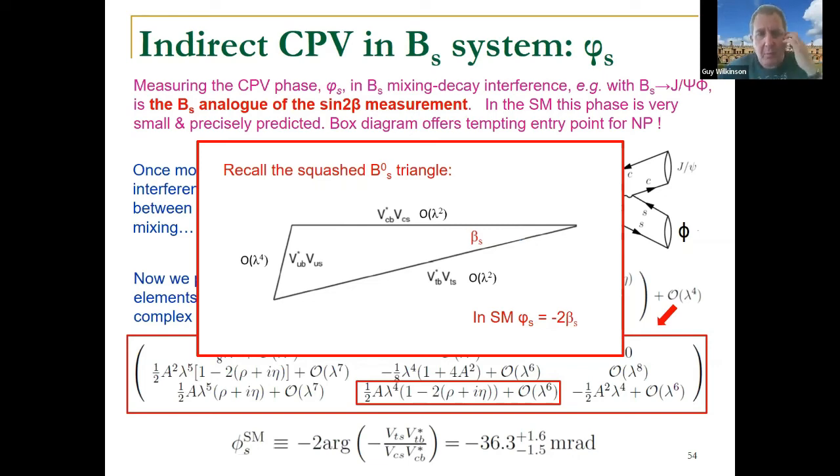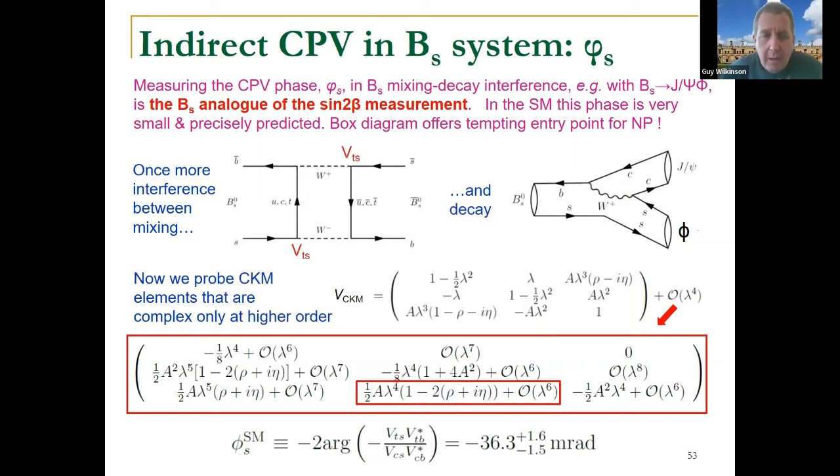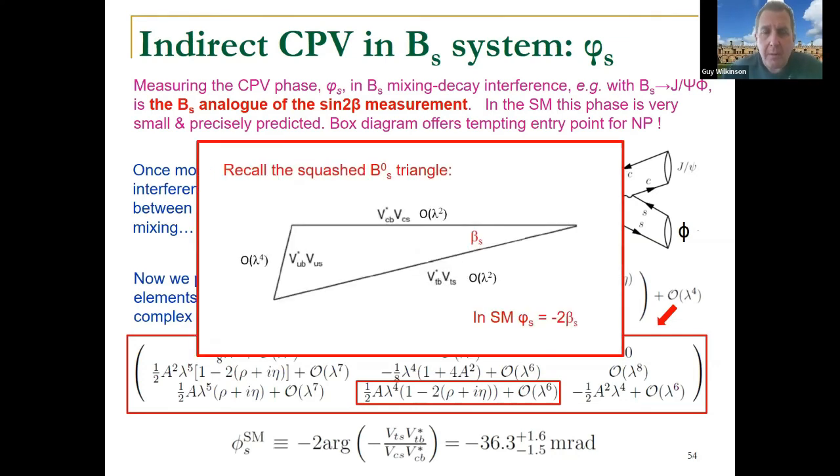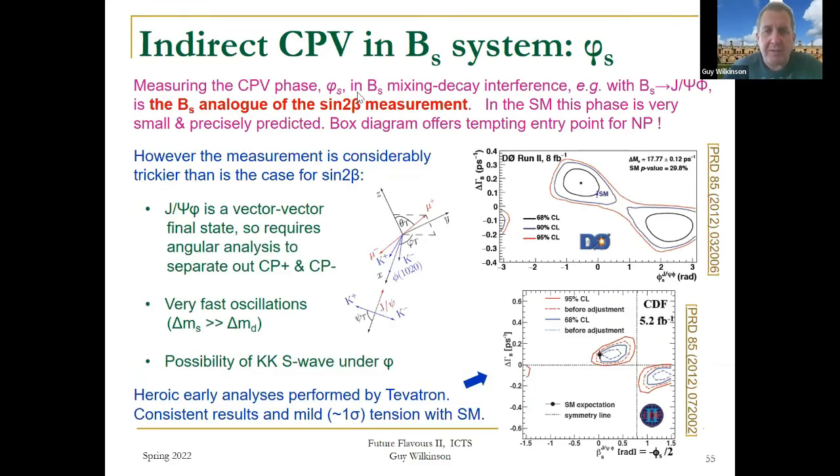Now, this is again being driven by a box diagram. So there could be new physics particles in this diagram, contributing both to the Bs mixing and to the phase of the Bs mixing. So can we observe this? Can we measure it? And can we look for the appearance of new physics effects? Those new physics effects could be easier to see here because the standard model prediction is so small. Okay, so this has been known for some time.